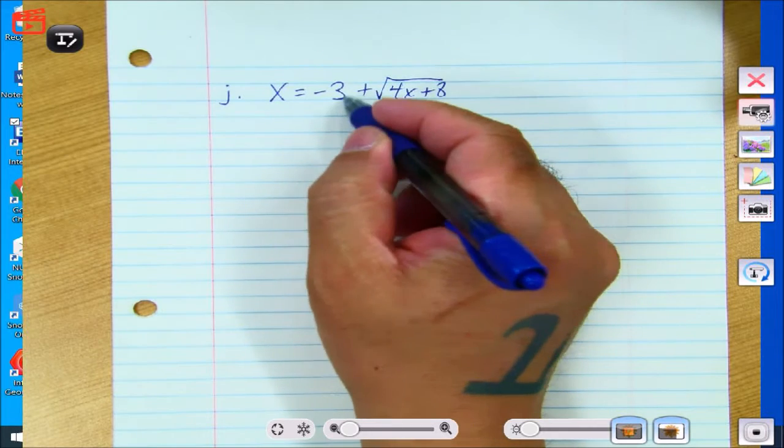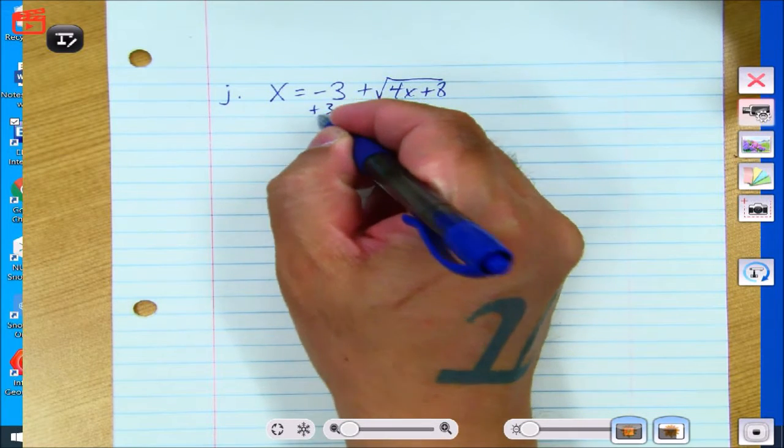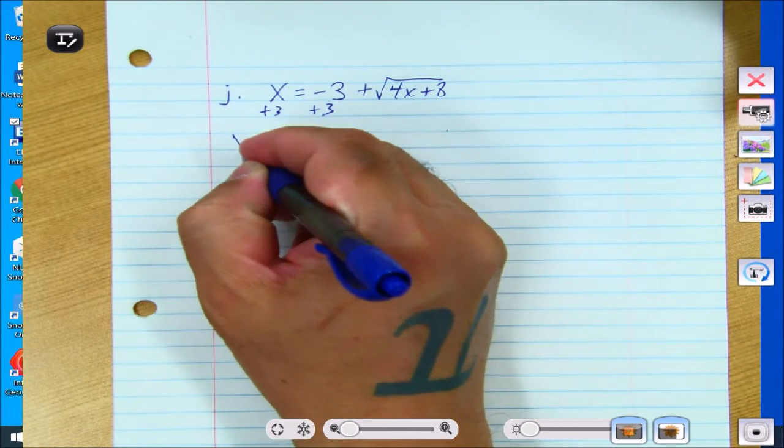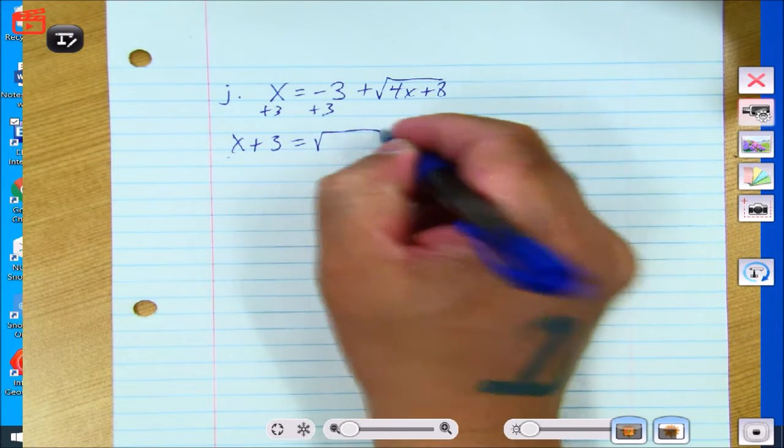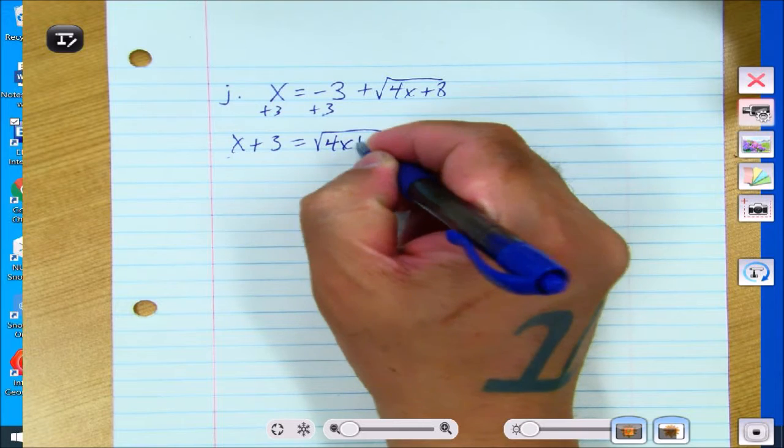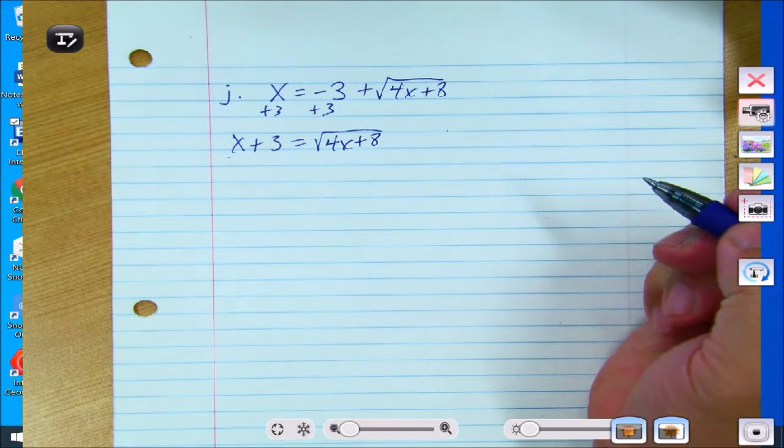So you've got to get rid of the negative 3. So I'm going to add 3 to both sides. When I add 3, I get x plus 3. You can't actually combine them. And I have square root of 4x plus 8. Okay.